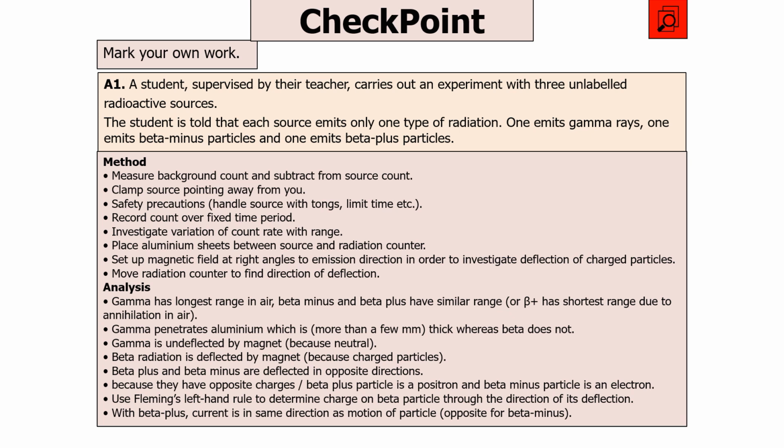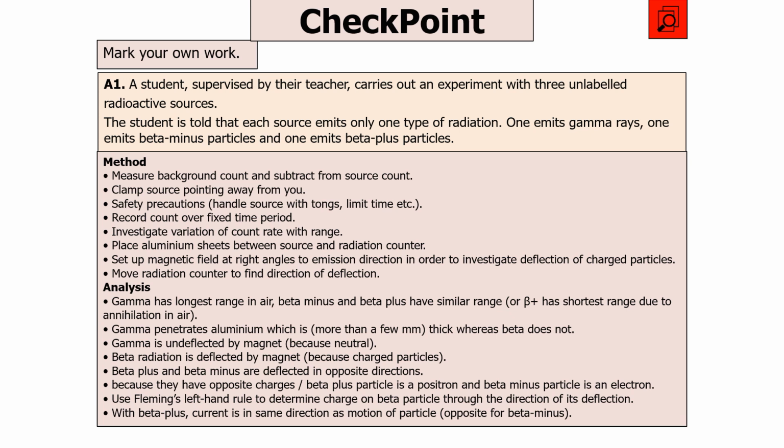Now you should note that gamma has the longest range in air. Beta minus and beta plus have a similar range. Gamma will penetrate aluminium a few millimeters thick, but beta will not. Gamma is undeflected by a magnet because it's neutral, but beta radiation is deflected by a magnet because it is charged. Beta plus and beta minus, as they're oppositely charged, will deflect in opposite directions in a magnetic field.